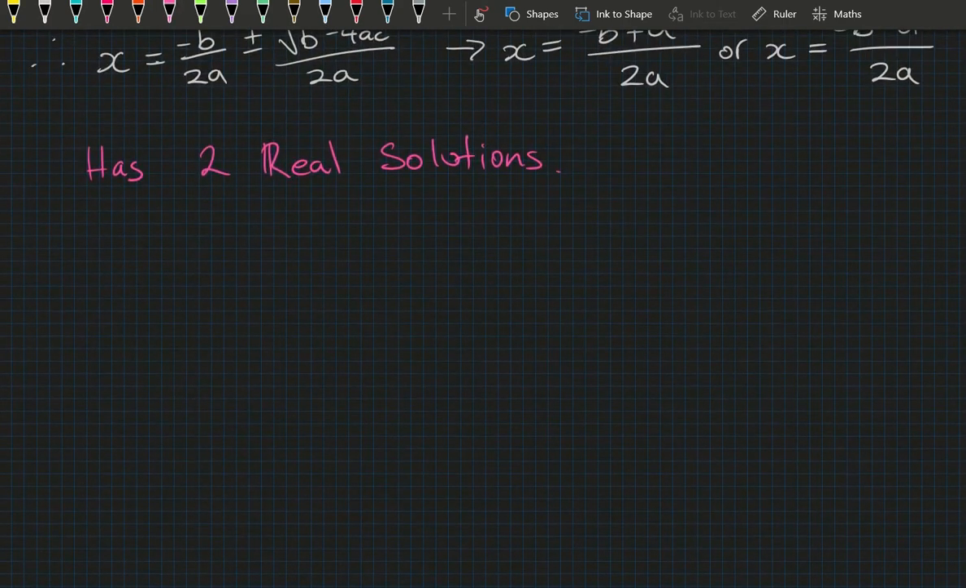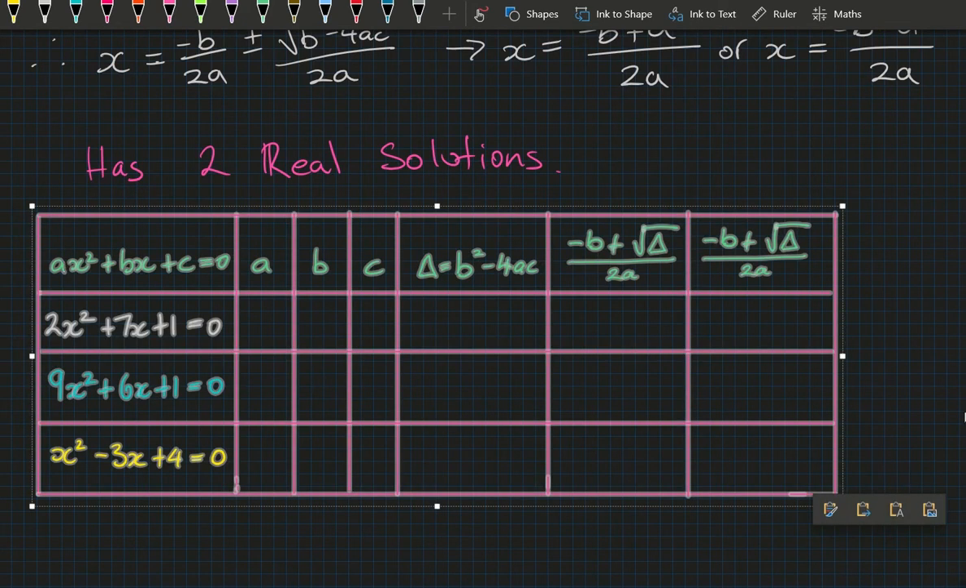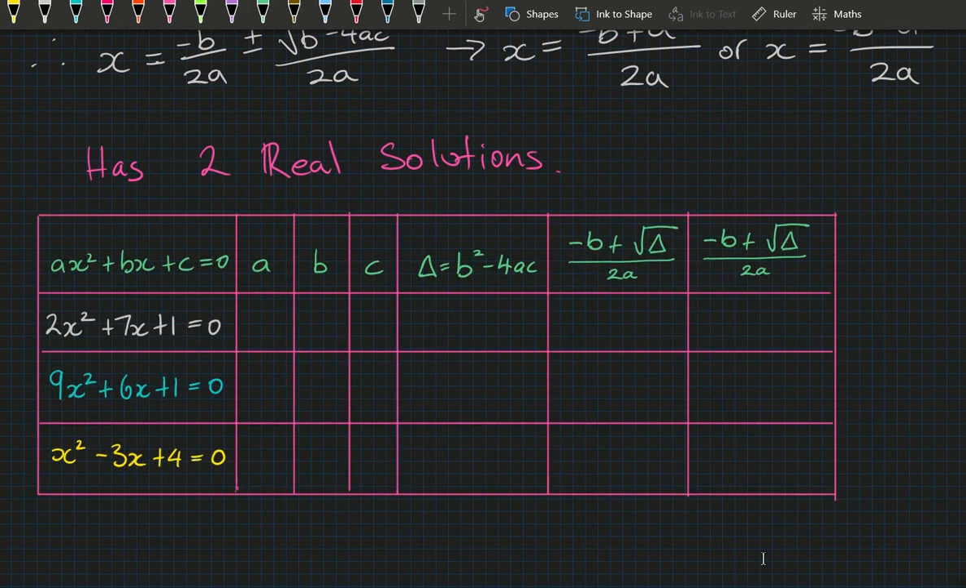So the textbook has this table, which is a great way to explore the values of a, b and c, and what that means for the discriminant and the solutions of the equation. So here you can see we have our three equations, and we'll list what a, b and c is, what the discriminant is, and what the possible solutions will be. So for the first one, we can see a is 2, b is 7, and c is 1. So therefore our discriminant is equal to 7 squared minus 4 times 2 times 1, which is 49 take away 8, which is just equal to 41.